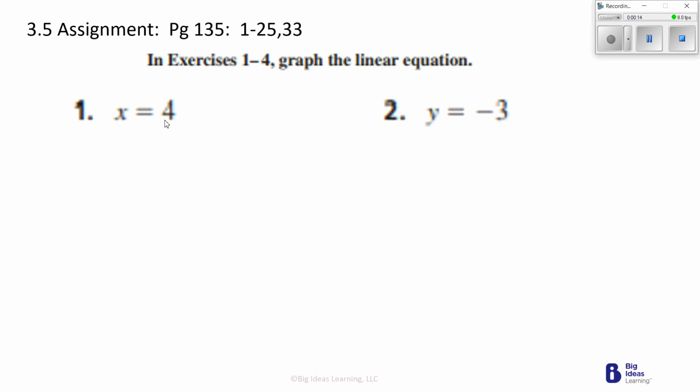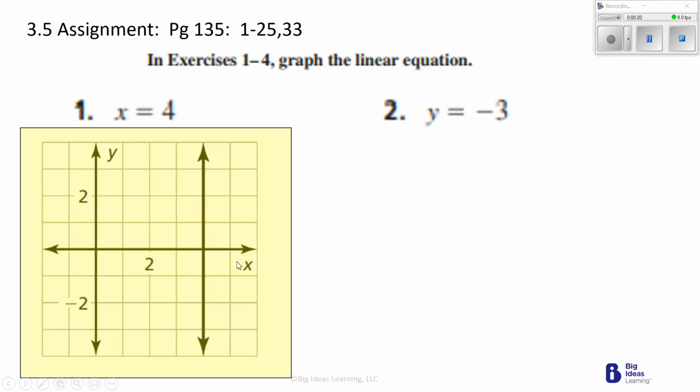If I graph x is always 4. Remember, x is always going to be 4. So in this case, I would simply go to my graph, where I go to the number 4, and then I make a line going vertical up and down. Even though this line does not represent a function, it does represent x is always 4. No matter what y is, x is 4.